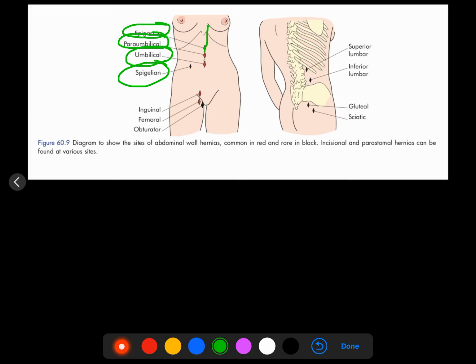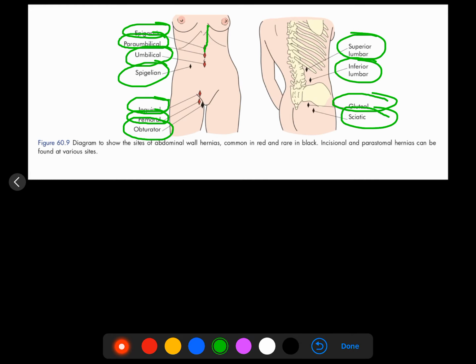Inguinal hernia, which is very common. Femoral hernia, obturator hernia, and posteriorly we may find the superior lumbar and inferior lumbar hernia. In the gluteal region, sometimes we found gluteal and sciatic hernia. These are the most common hernia. طبعا بالإضافة إلى عندنا شنو incisional hernia هنا ما مذكورة and parastomal hernias. اوكي هذا اليوم.